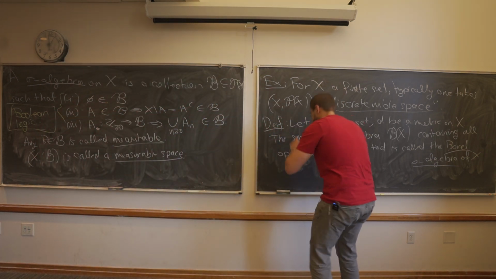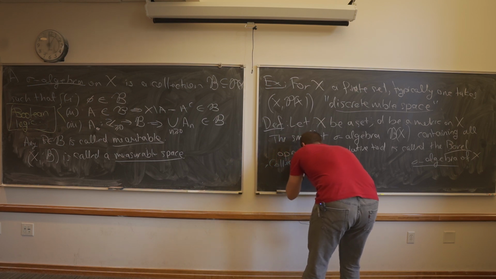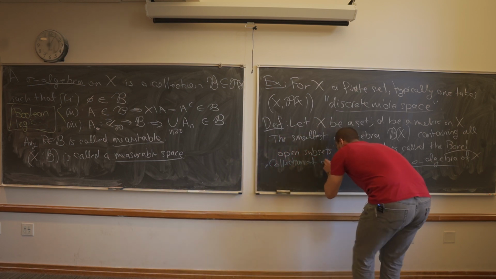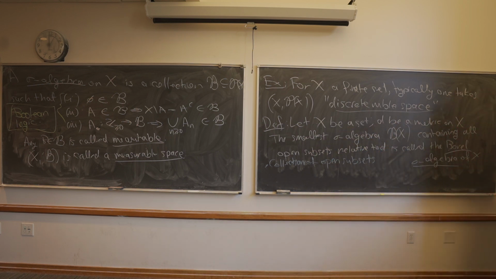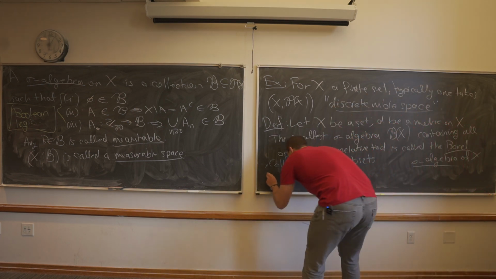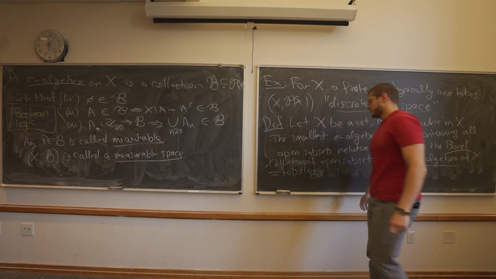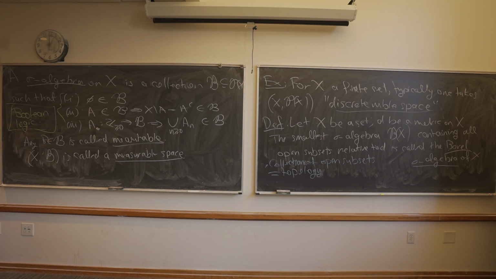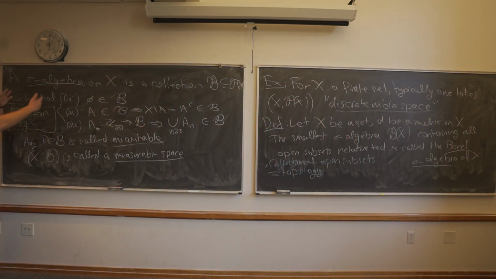So maybe I should write it like this. The collection of open subsets is what is called a topology. You see, this is one of those instances in math where topology is both the name of a field and the name of a certain structure. Likewise, you have an object that is called an algebra.